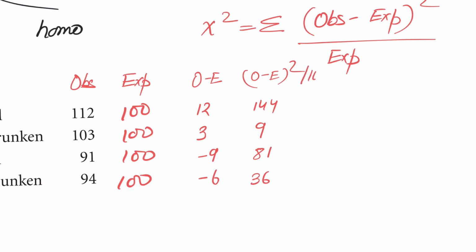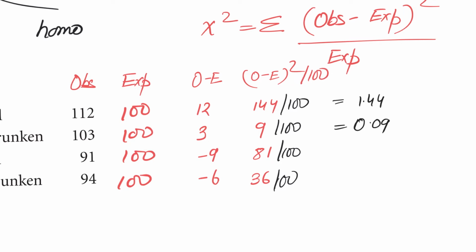Okay, so I'm adding this divide step to the same table. So upon 100, upon 100, upon 100, right? So this comes out to be 1.44, 0.09, 0.81, 0.36, right? Now this is the summation, right? So if you do the math, this comes to around 2.70.